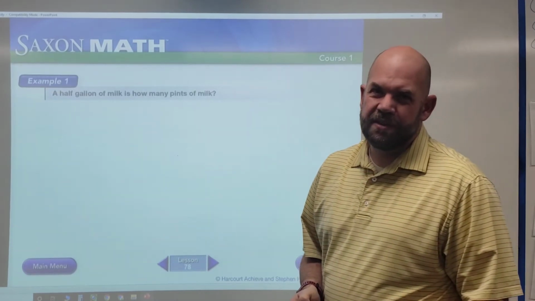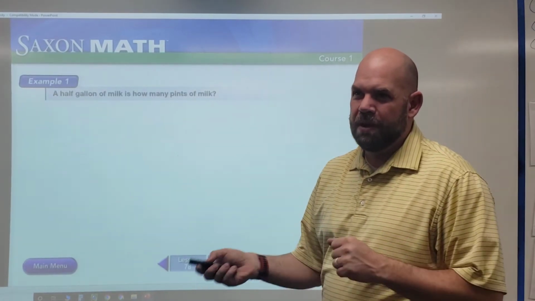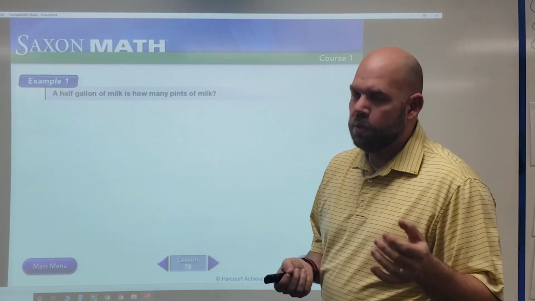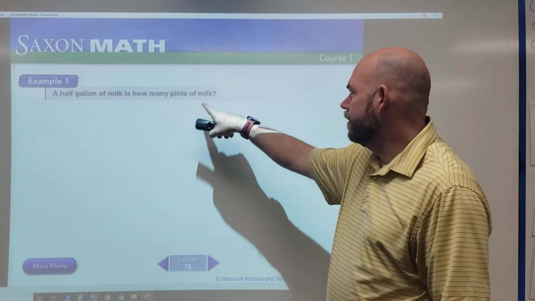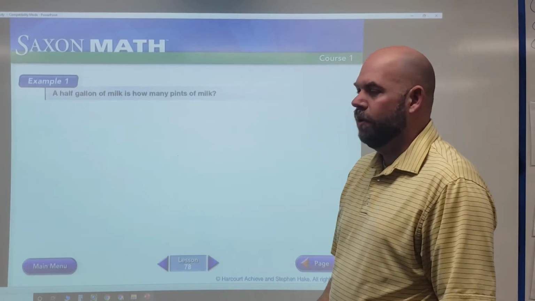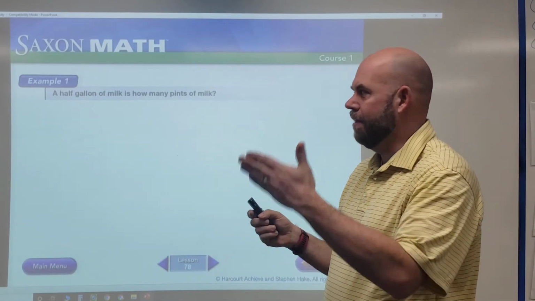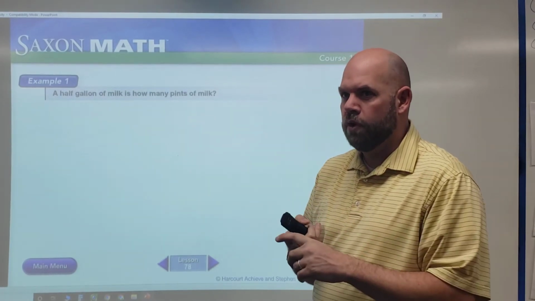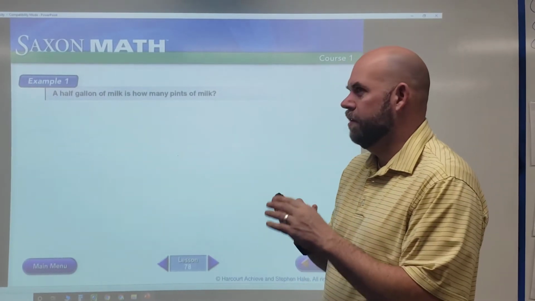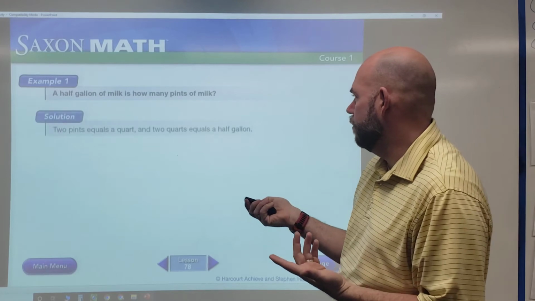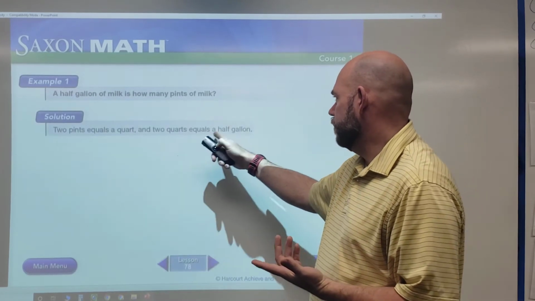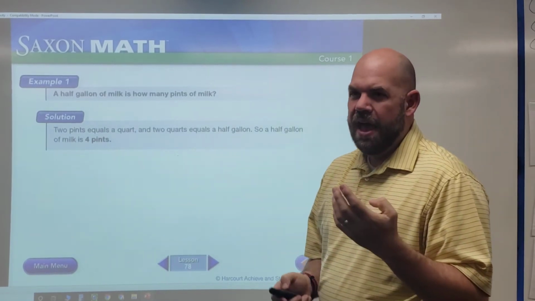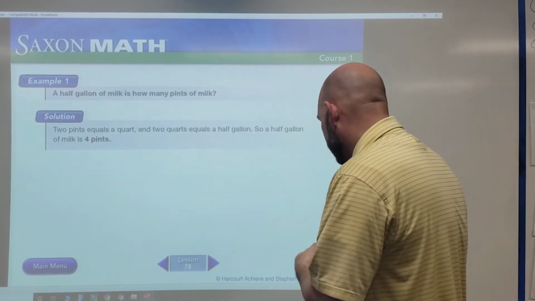And when you're cooking and you want to make substitutions, maybe you don't have measuring cups, it's good to know what's close. All right, a half gallon of milk is how many pints of milk? So again, remember it goes by halves, right? So a half gallon is 2 quarts, and 2 quarts is 4 pints. So we can just go through that. 2 pints equals a quart, 2 quarts equals a half gallon, so we're going to look at 4 pints. And you can do that in your head. If you need to draw it out, you can.